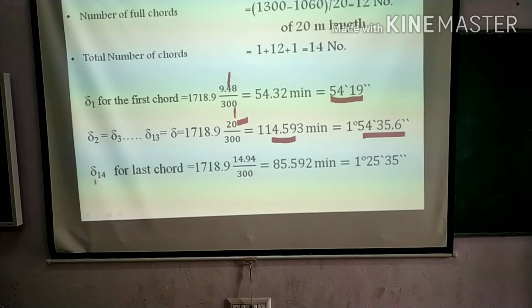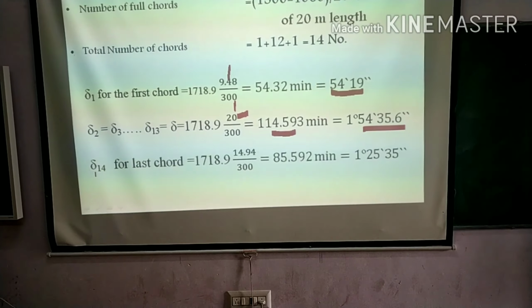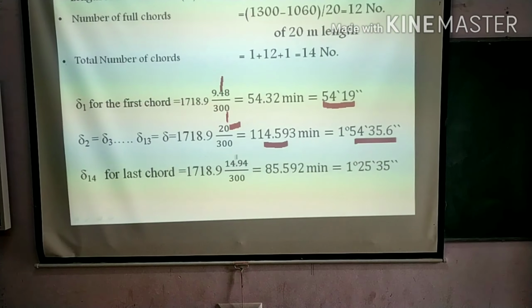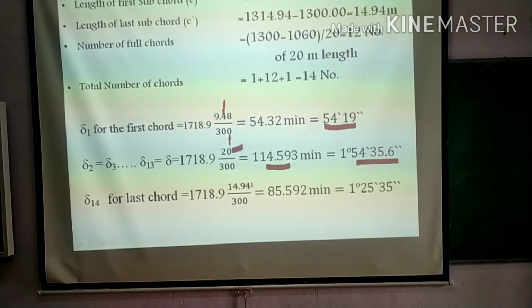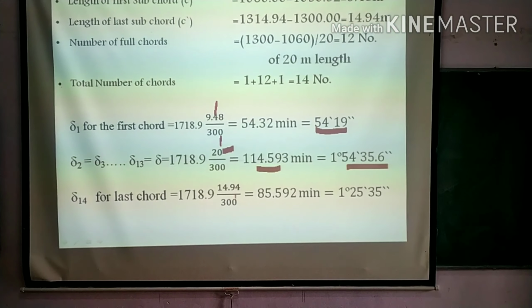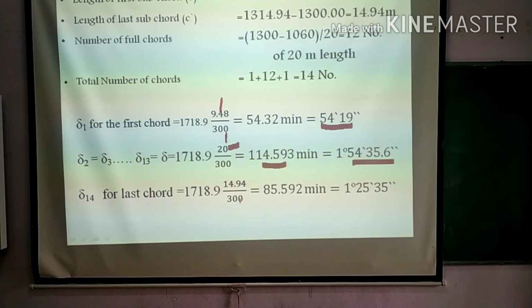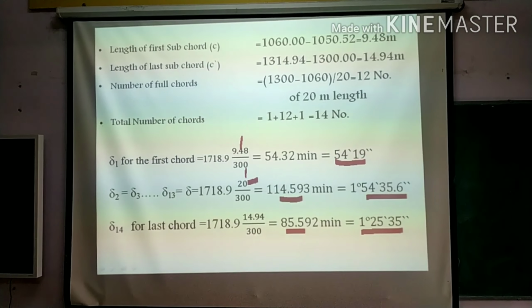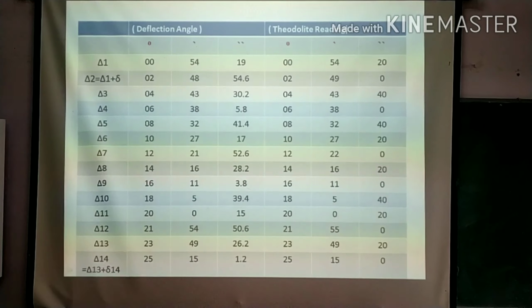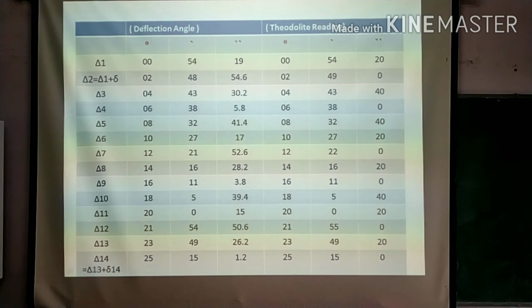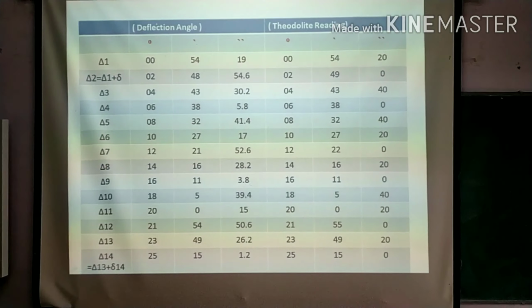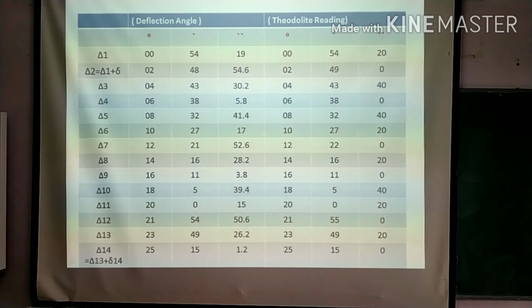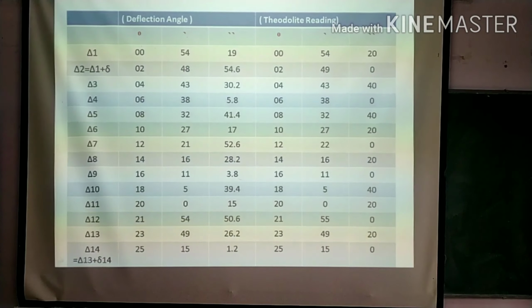To calculate the last subchord deflection angle, again it is equal to 1718.9 C dash by 300, where C dash represents the length of the last subchord, which is 14.94. That divided by 300 gives 85.592 minutes, equal to 1 degree 25 minutes 35 seconds. The various deflection angles have been calculated for the various subchords. The deflection angles in terms of theodolite readings would be rounded to the nearest 20-second values, which will be set up in the field.